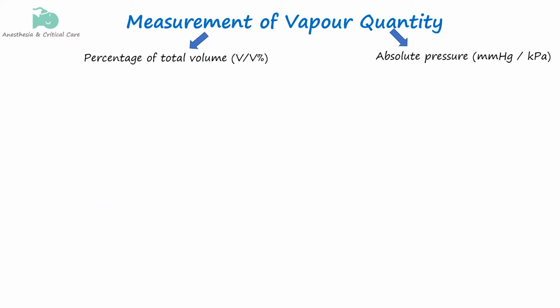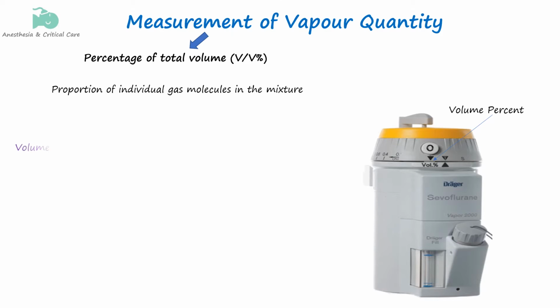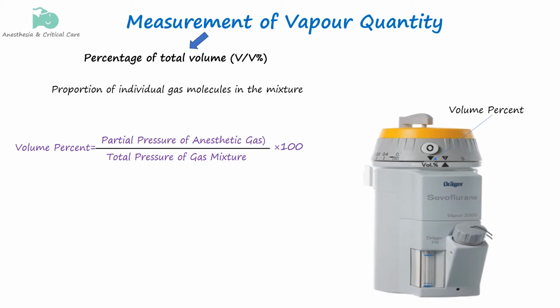Volume percent expresses the relative ratio or proportion of gas molecules in a mixture. The volume percent is a relative measure and doesn't change with pressure or temperature under normal conditions. For instance, if a gas mixture contains 2% sevoflurane, this means that 2% of the gas molecules in the mixture are sevoflurane molecules. As mentioned earlier, the concentration can be determined by the setting on the vaporizer dial and also from the partial pressure measured using a gas analyzer.